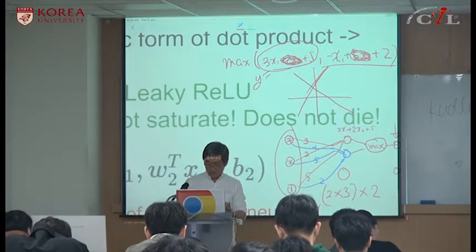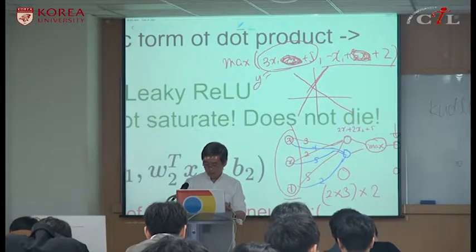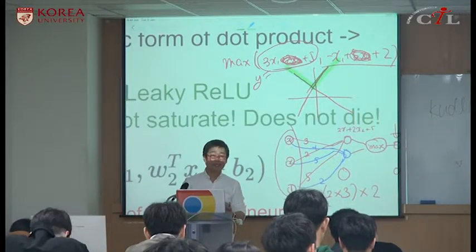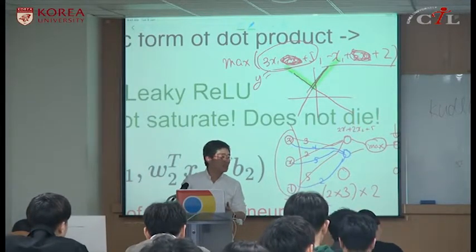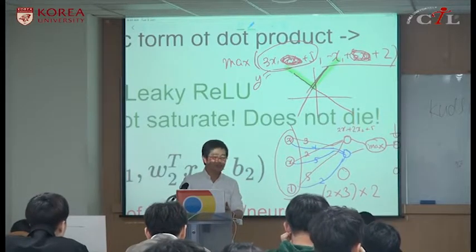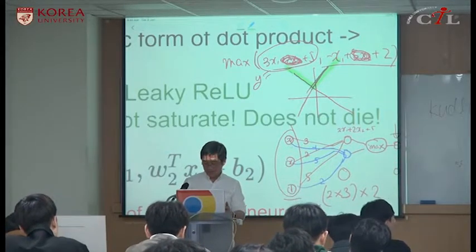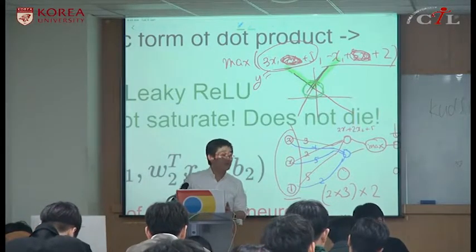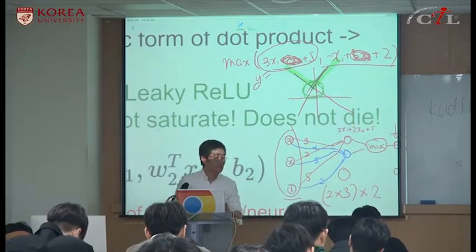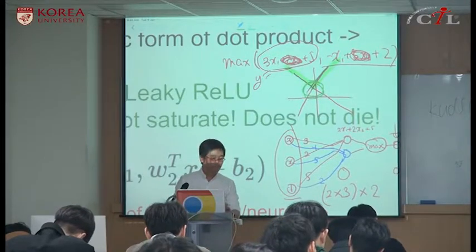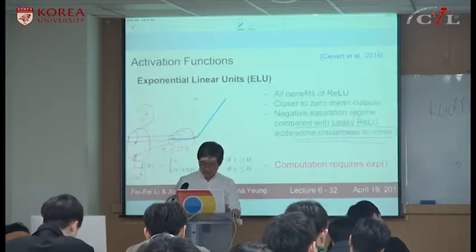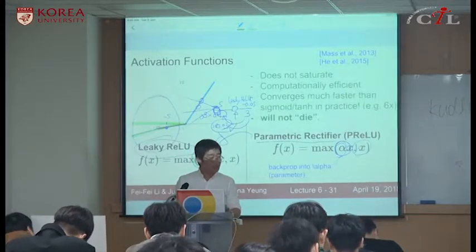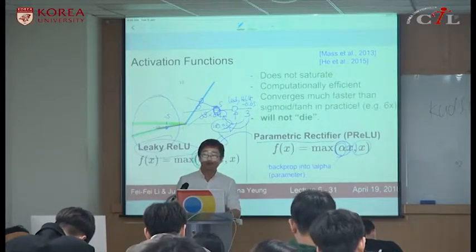So our output will have this kind of shape, right? We have two pieces of these lines that are connected at a particular point. So it can be viewed as a kind of generalization of this Leaky ReLU or this PReLU, okay?